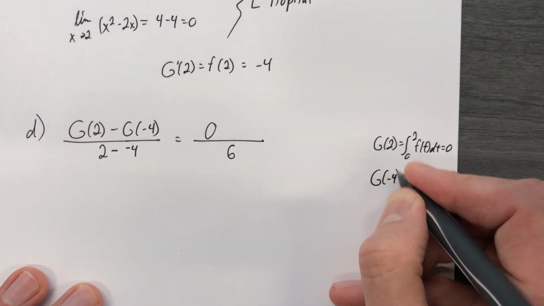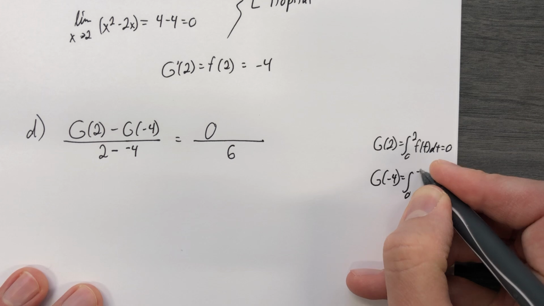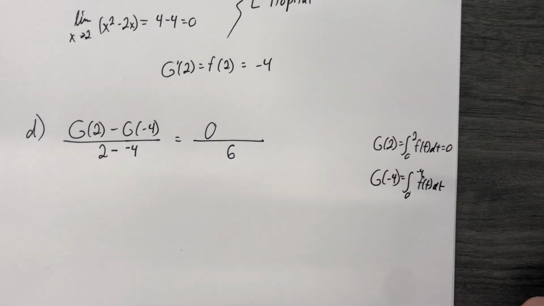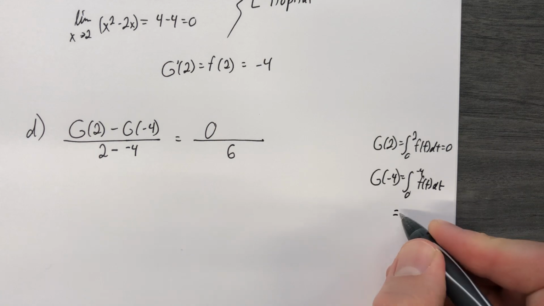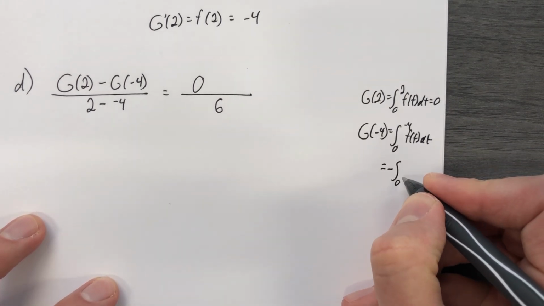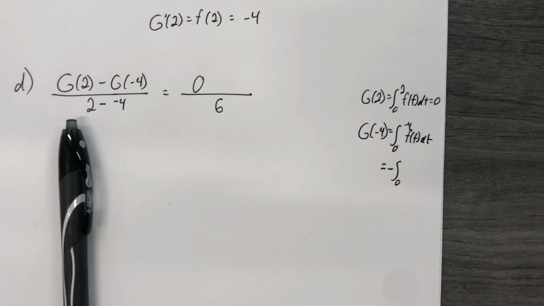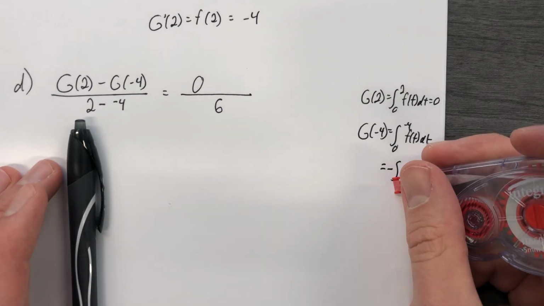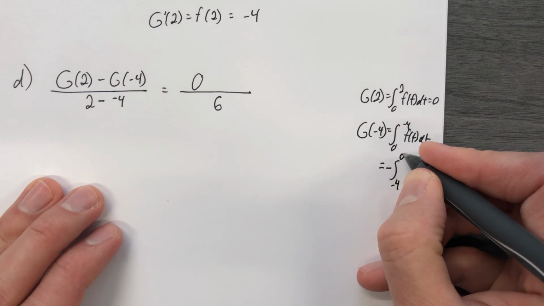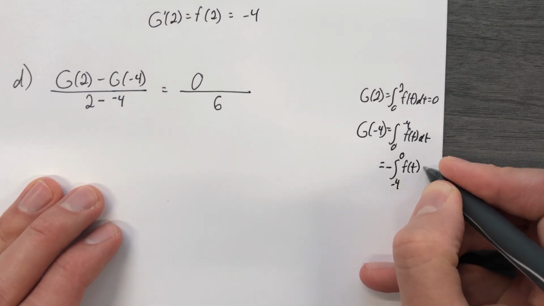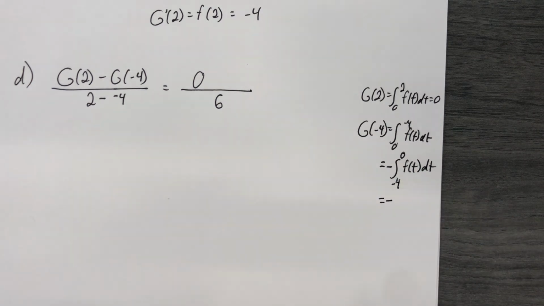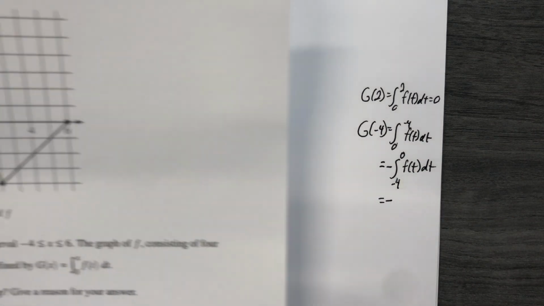G of negative 4 is the integral from 0 to negative 4 of f of t dt. And we're going to figure that one out. That one's going to take a little bit more work. It might behoove you to change the sign of that and turn it around. Whoops. White out. Put this in order from negative 4 to 0. The integral from negative 4 to 0 of f of t dt. And then we're going to figure out what this area is. So negative something. And here goes.